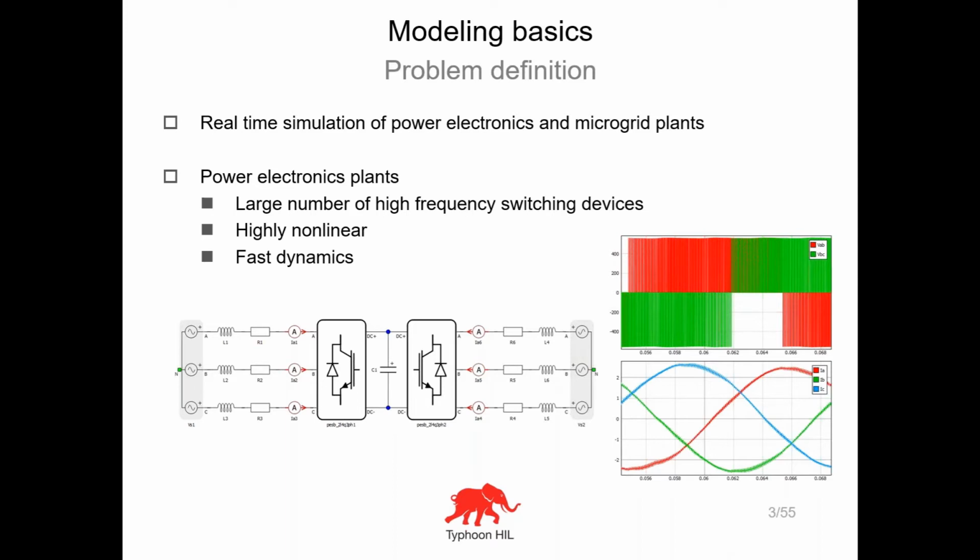As an example, we're going to have a look at a back-to-back three-phase two-level converter. We can see that even such a relatively simple model has 24 switches in total, so 12 IGBTs and 12 diodes. And on the image to the right, we can see the typical inverter output voltage and output current waveforms, and it is clear that they're highly dynamic.